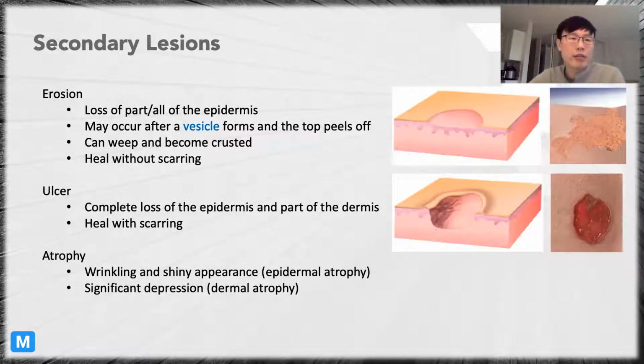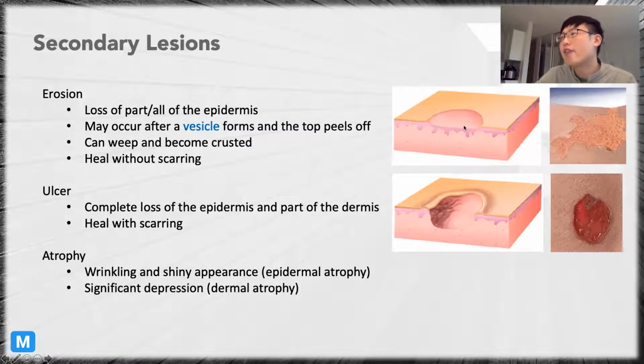Then let's go through some examples of secondary lesions. Number one is erosion versus ulceration. Going back to the picture again, the difference is how deep the lesion is. If it's restricted to the epidermis, this is erosion. If it goes into the dermis, this is called an ulcer. The difference is that erosions heal without scars and ulcers heal with scars, so an ulcer is a scarring kind of lesion.